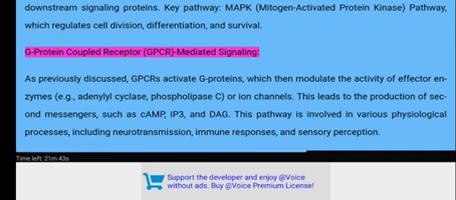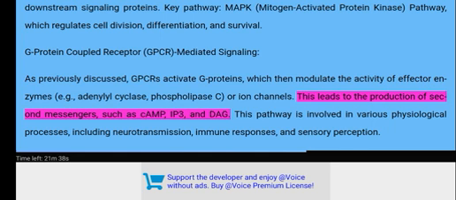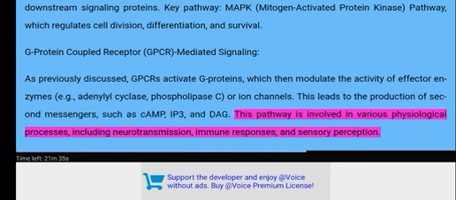G protein coupled receptor (GPCR) mediated signaling. As previously discussed, GPCRs activate G proteins, which then modulate the activity of effector enzymes, e.g., adenylyl cyclase, phospholipase C, or ion channels. This leads to the production of second messengers, such as cAMP, IP3, and DAG. This pathway is involved in various physiological processes, including neurotransmission, immune responses, and sensory perception.